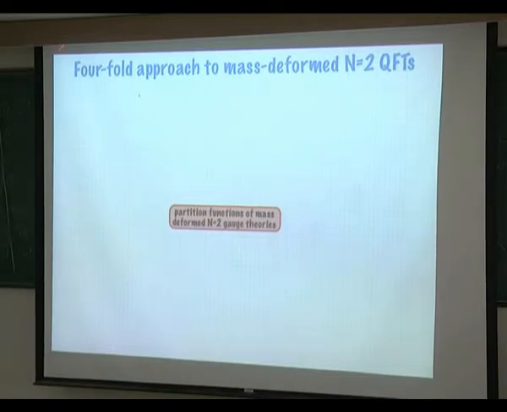And what I want to do is describe a fourfold approach to these theories. So the first one is I try to argue to you that there is a way to obtain these theories from PQ brane webs in type 2B string theory.